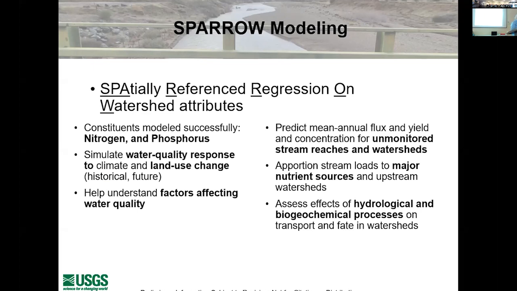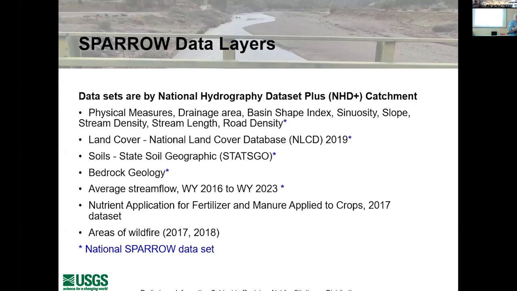It apportions those loads that we calculate through the model to the major nutrient sources in upstream watersheds. It assesses the effect of hydrologic and biogeochemical processes on transport of nutrients in watersheds. For the model that we developed for Clear Lake, we developed a total nitrogen model and a total phosphorus model. In order to develop those models, I'm going to jump a slide and go back to it because I want to show you our area.